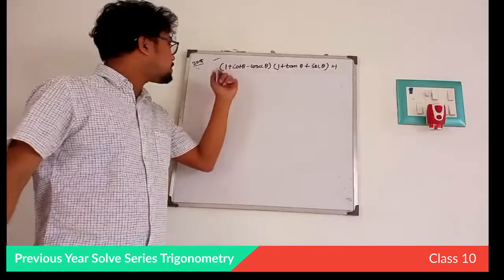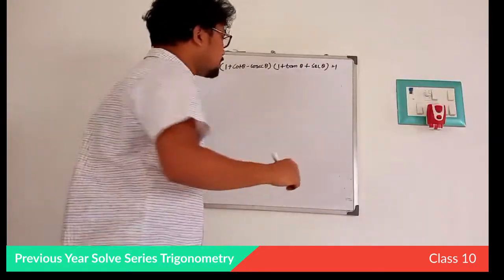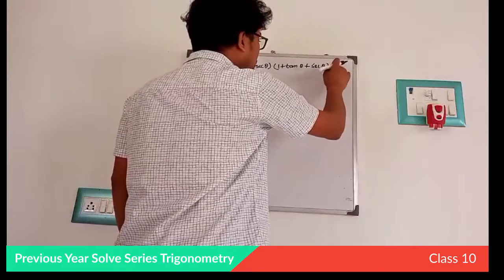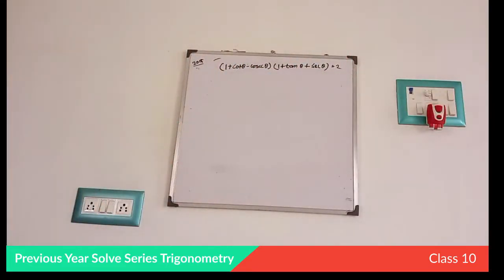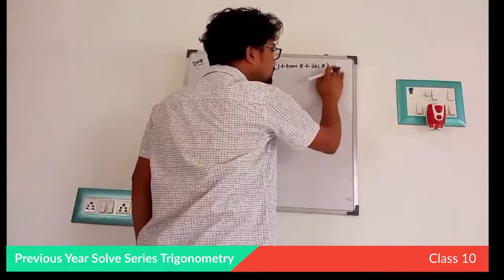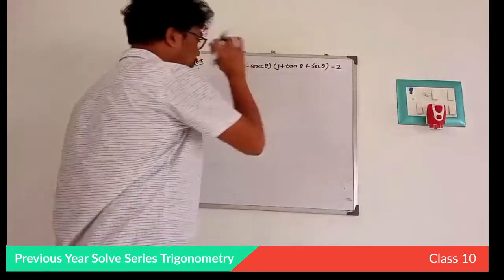So my next problem also came in 2018. What is this? It may be 2, I think. Just wait a minute. Yeah, that is equal to 2. Fine. Now listen very carefully.